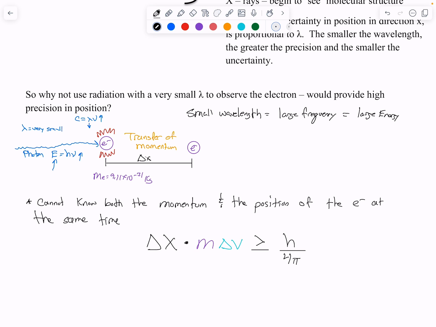All right, and so what do we have here? We have the uncertainty in position in meters. We got m for mass. We have the uncertainty in velocity. And you have Planck's constant here.